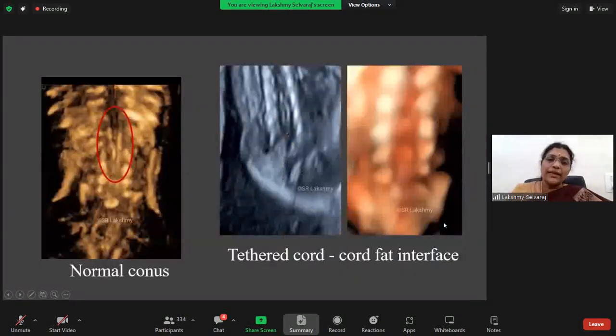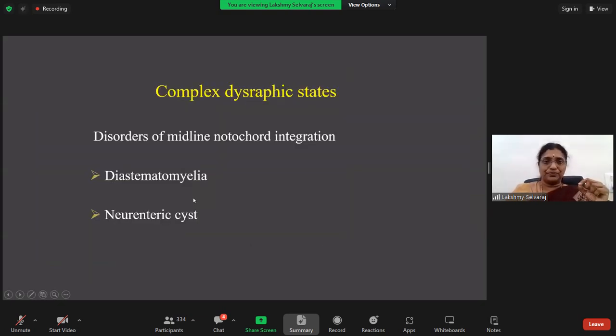So when you use multiplanar imaging, this is the conus, and this is the filum terminale, the conus in the coronal section in the multiplanar imaging. And look at this. This is the fatty tissue, and this is the cord. You see the skin, the fatty tissue and the cord-fat interface, which is a lipomyeloschisis. So much information you can get on 2D and 3D imaging, and you can see the divergent pedicles of the spine. So this is how to evaluate the conus in the presence of a subcutaneous swelling.